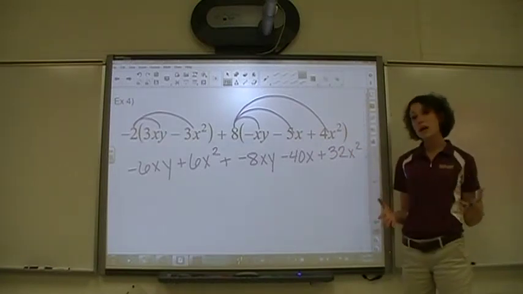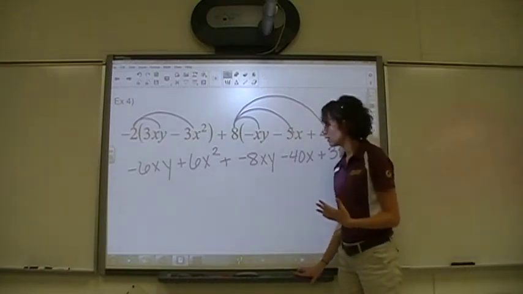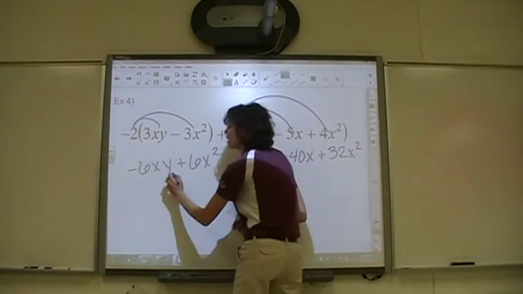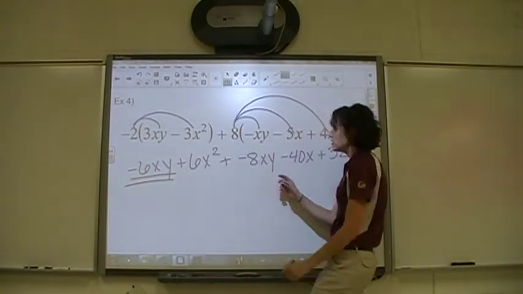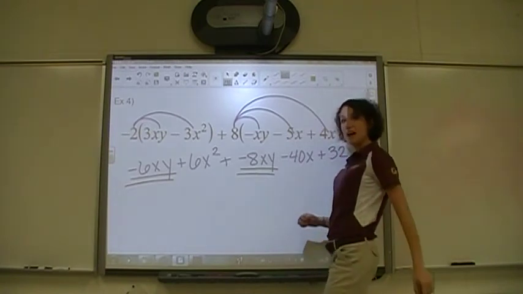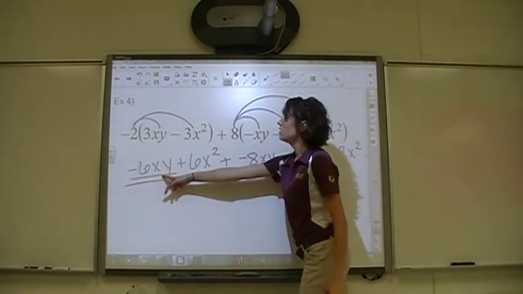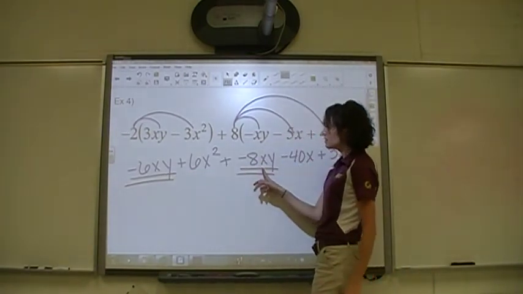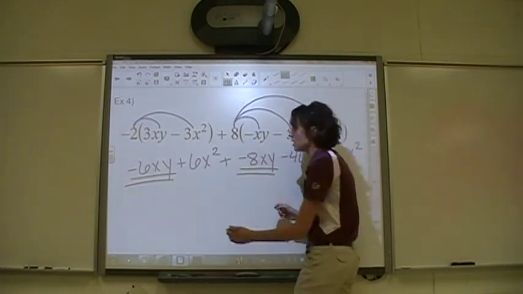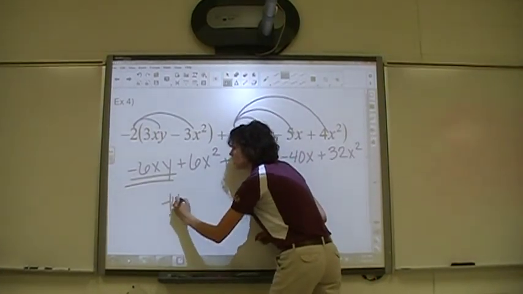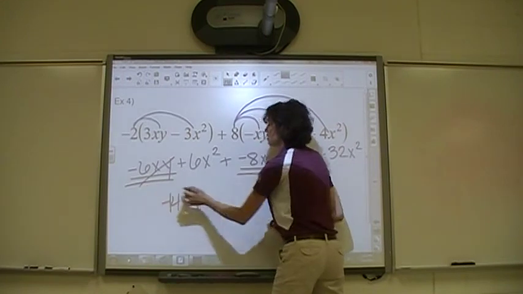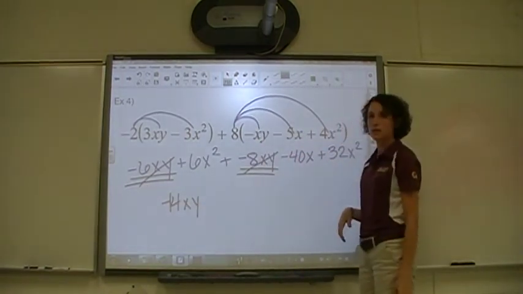Now we have to combine all of our like terms, and we have a lot of different things going on here. So we have a negative 6xy. That's going to go with my negative 8xy. So add those together. Negative 6xy minus 8xy is going to give me a negative 14xy. Cross those guys out so you're not confused by them anymore.